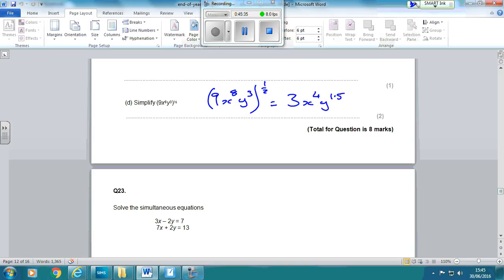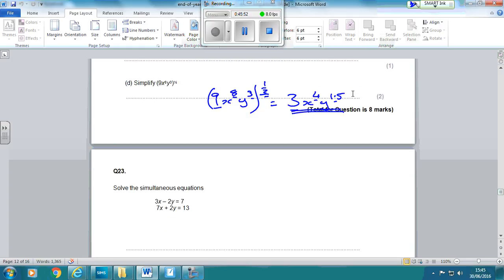So it's that. So when we deal with this, the half means the square root. So that's going to be the square root of 9, which is 3. And then we multiply the powers. So 8 times by a half is 4. And then 3 times by a half is 1.5. So this here is our final answer. Again, it is really quite tricky.